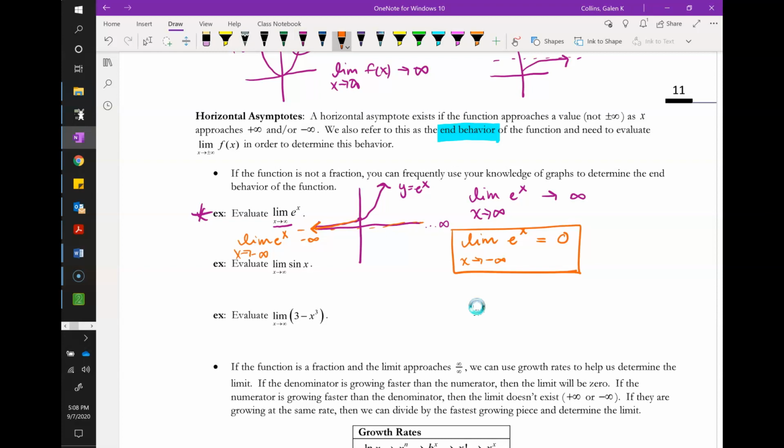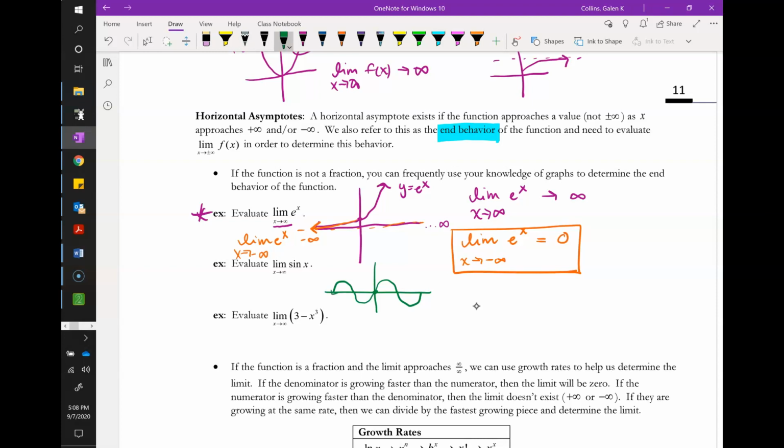All right, let's see. We could evaluate the limit of the sine of x as x approaches infinity. And if I think about my sine curve, I know that the sine of 0 is 0. So my sine curve starts at 0, and that's like a single period.